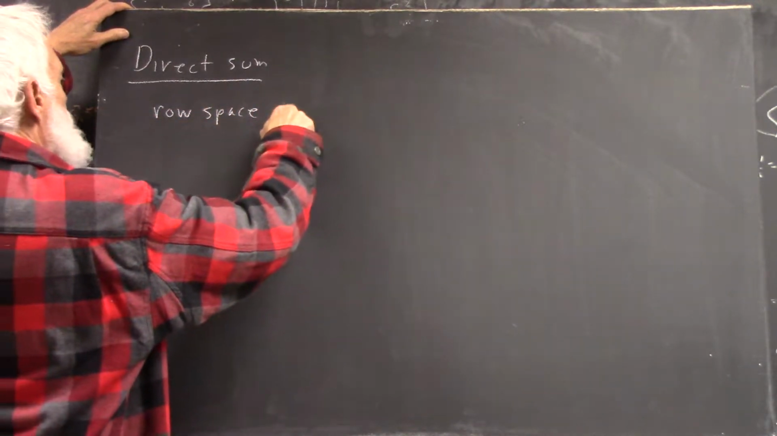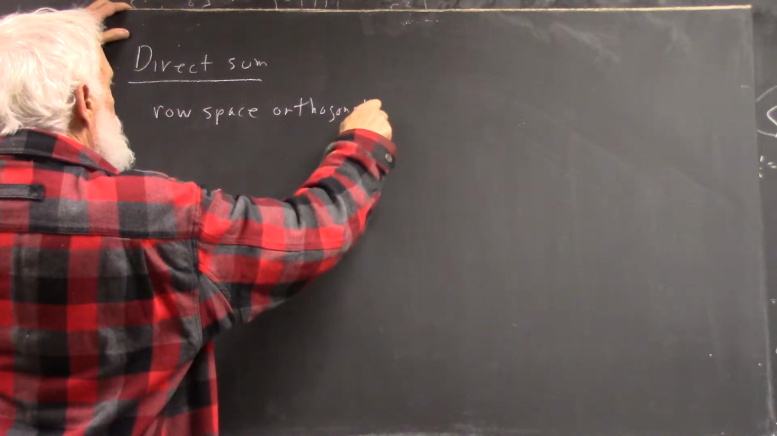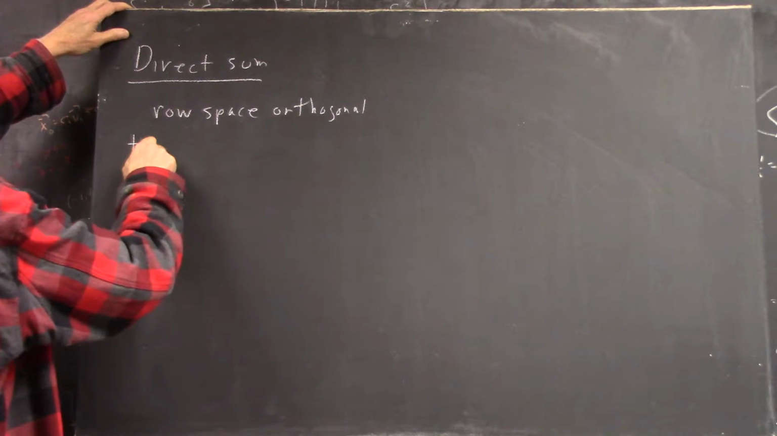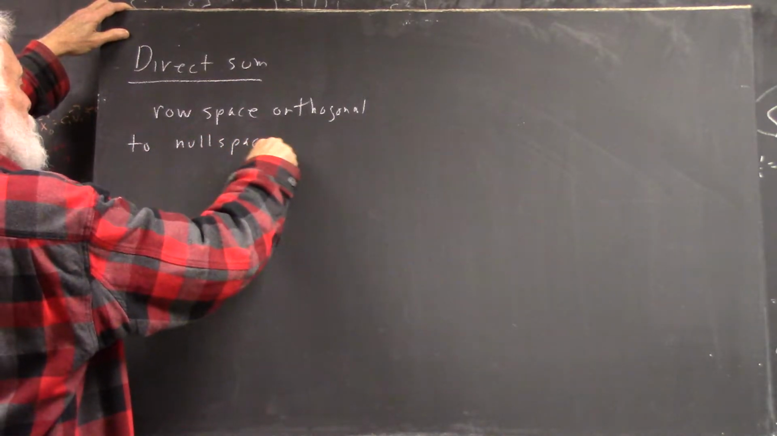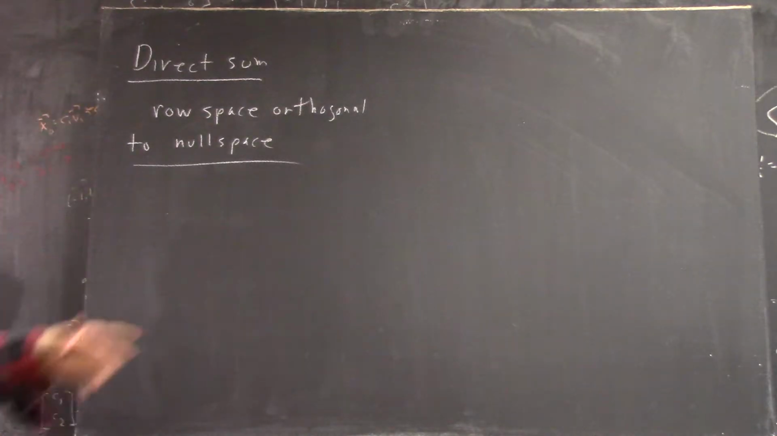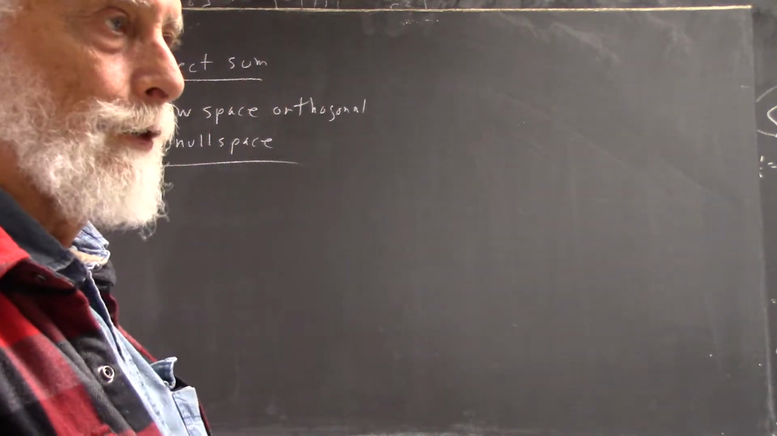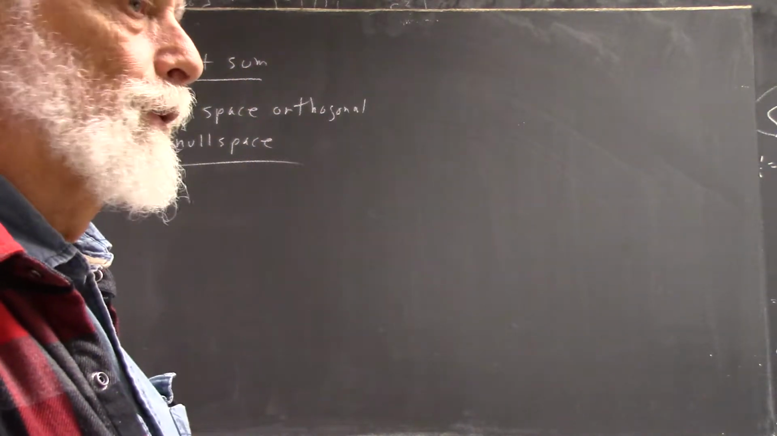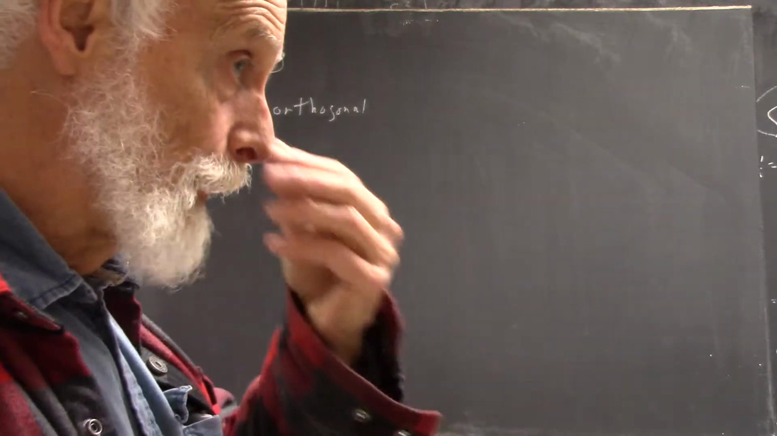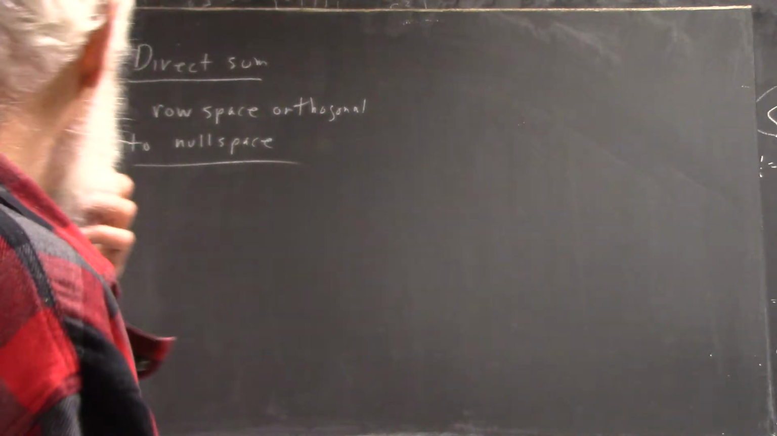Okay, the row space of a matrix is orthogonal to its null space. We have assigned you problems where you find a basis for the null space, a basis for the row space, and show that the basis vectors in one are orthogonal to the basis vectors in the other, so that they're orthogonal spaces. Okay?